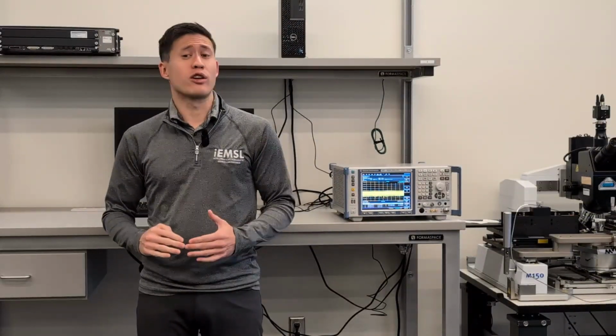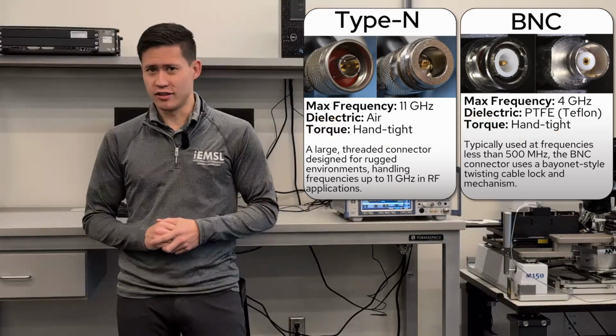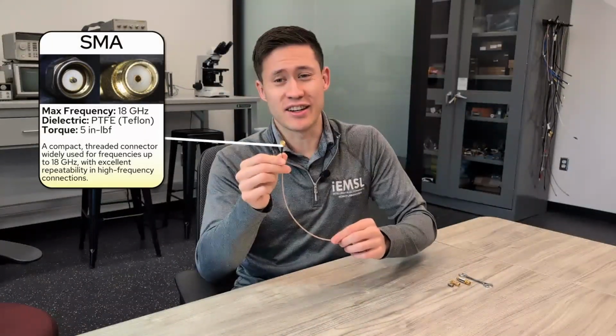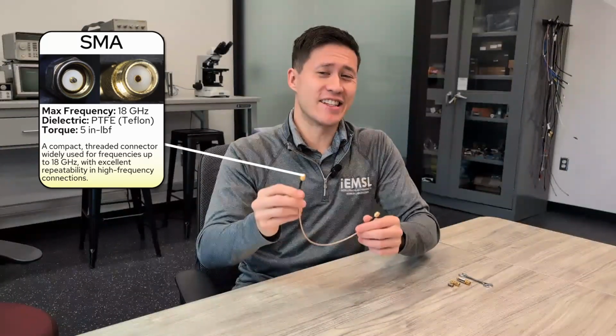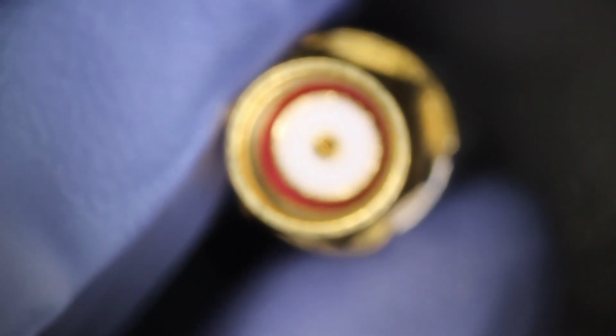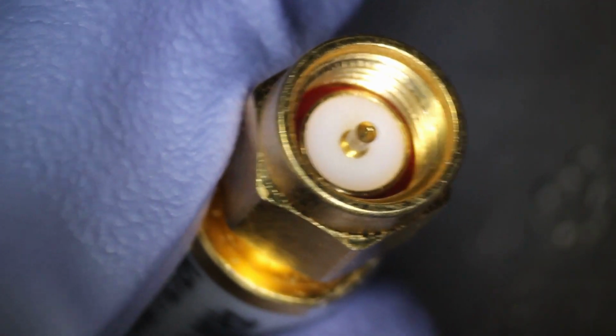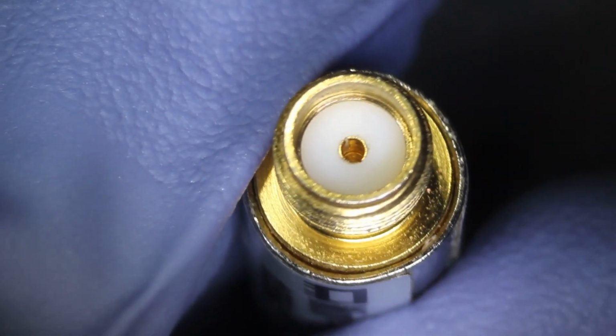In the iEMSL, we do not recommend using tools like a wrench to tighten type N or BNC connectors, but we'll get to that a little later. Now, the most common type of connector you'll see in the lab is an SMA connector. SMA is very easily identified because it contains a solid, usually white colored dielectric made out of PTFE plastic, also known as Teflon. SMA is a versatile, rugged, and low-cost connector that works up to 18 gigahertz.